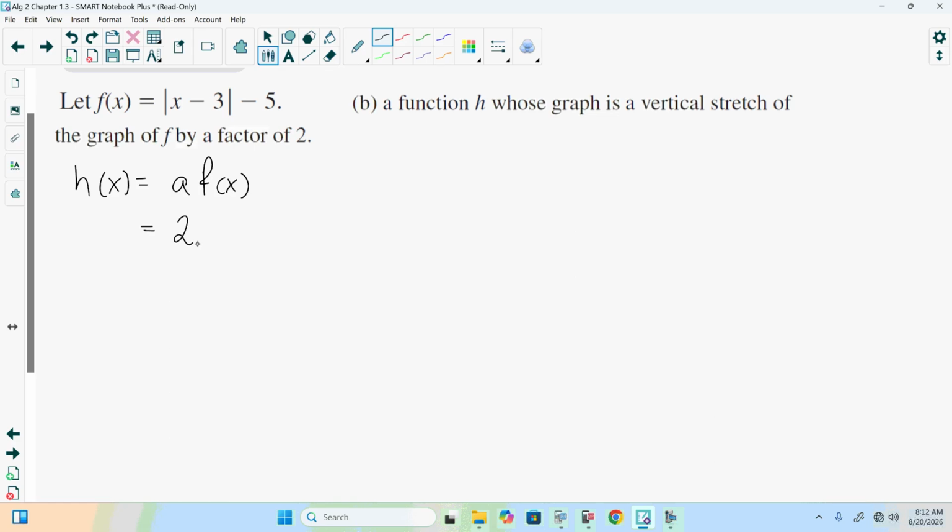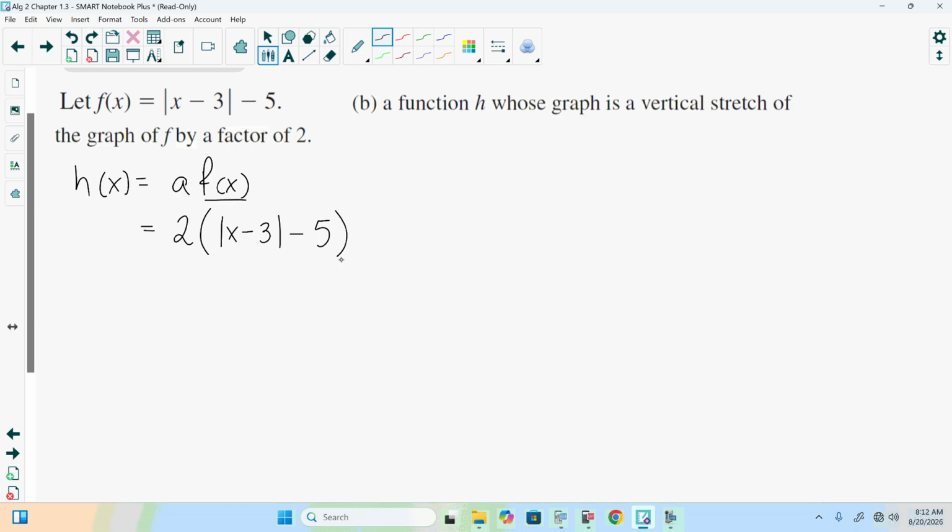Vertical stretch and shrink, vertical's nice. It's exactly what it is. A is 2. Now we still have f of x, yes? So we just leave it as is, absolute value of x minus 3 minus 5. Replace a with its value of 2, replace f of x with what it's equal to. We get those here. Questions? Yes, kind of, sort of. We get it? Don't get it?